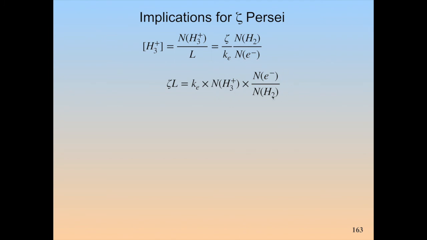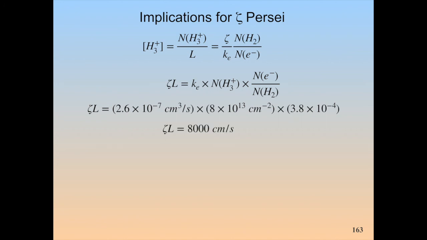So we plug in these numbers. This value here, we got experimentally. This value we measure from spectroscopy from the line. And then this value over here we got from those other two spectroscopic techniques. So all these things are very well known. And when you multiply that out, you get a fairly reasonable 8,000 centimeters per second.